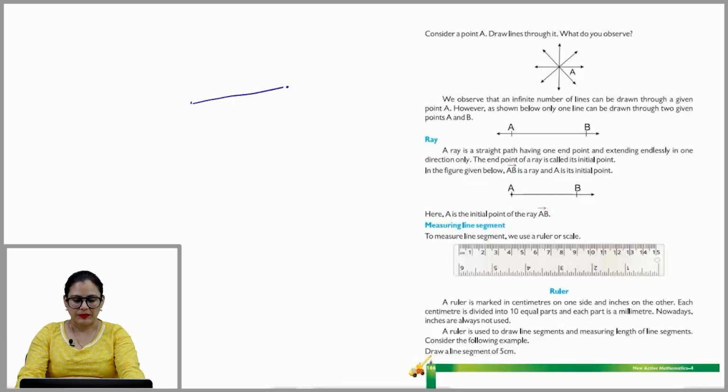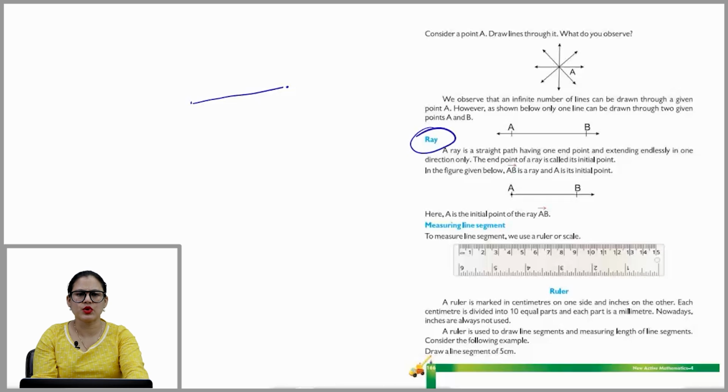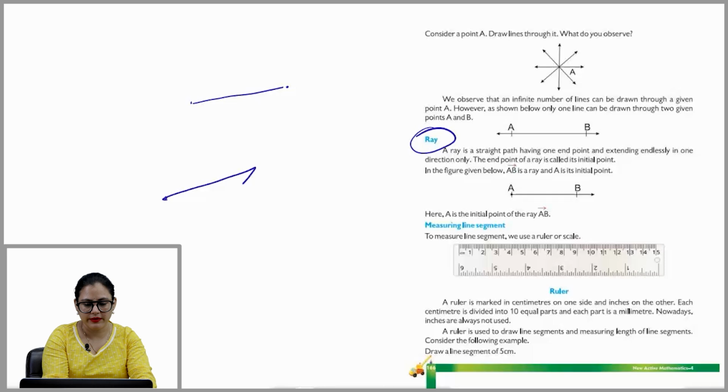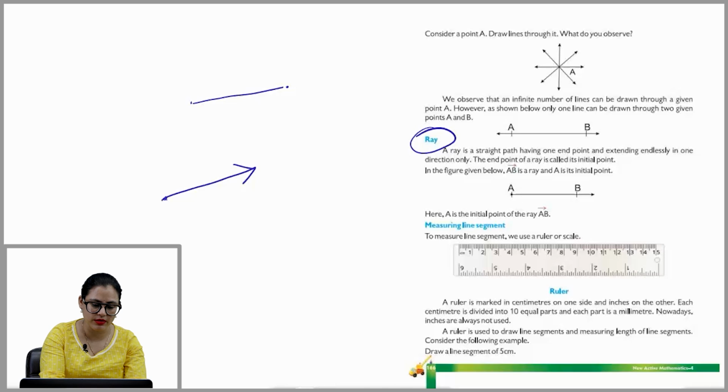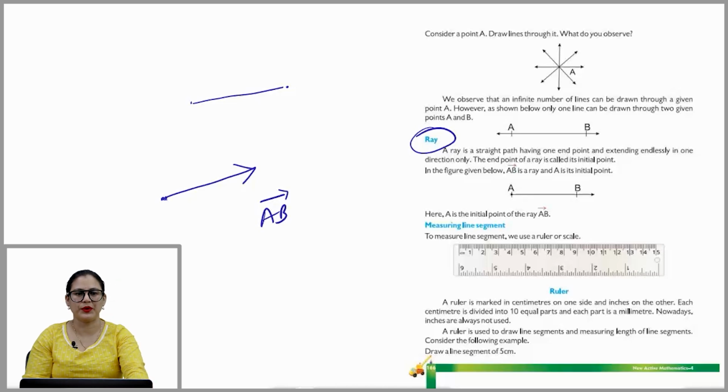Okay. Ray. A ray is a straight path having one endpoint and extending endlessly in one direction, okay. This, like an arrow, the endpoint of a ray is called its initial point. This is the initial point, okay, and we can extend this ray endlessly in this direction. In the figure given below, AB is a ray and A is its initial point. AB, this is the sign of ray, okay.